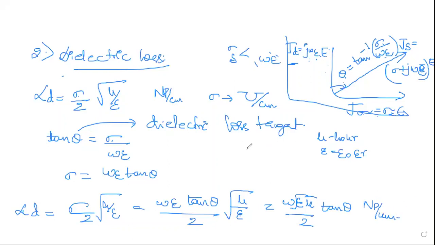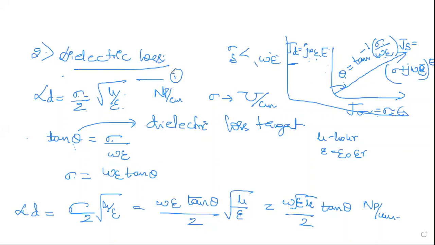So there are many equations for dielectric losses. The first general expression what you have is sigma by 2 square root of mu by epsilon, where sigma is the conductivity, mhos per centimeter. For the substrate which is considered, which is having a dielectric loss tangent, in terms of dielectric loss tangent, tan theta is equal to sigma by omega epsilon. Write for sigma from this as omega epsilon tan theta.